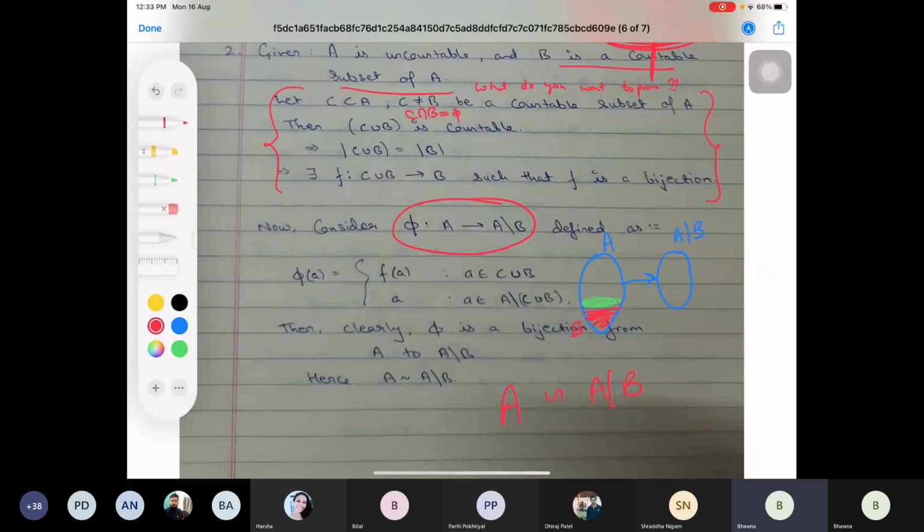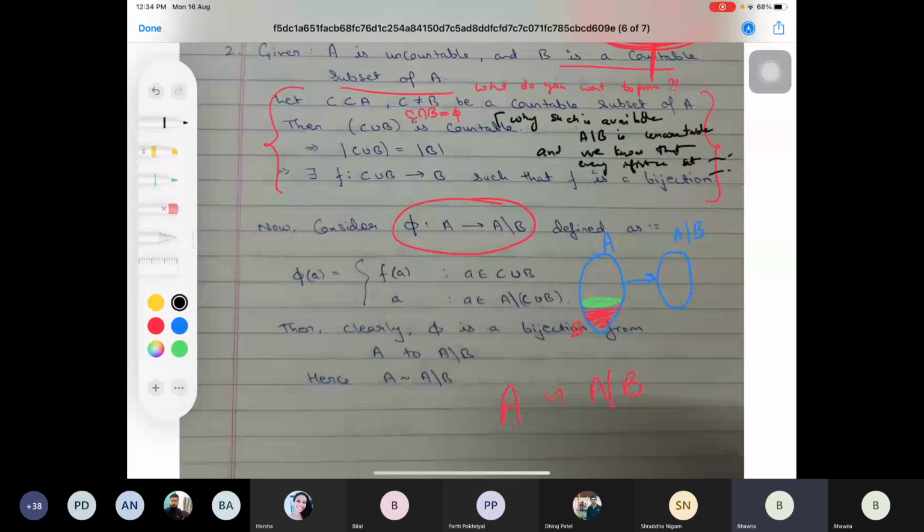And why is such a choice available? Because A is uncountable, because A minus B is uncountable. And we know that every infinite set has a countable subset.